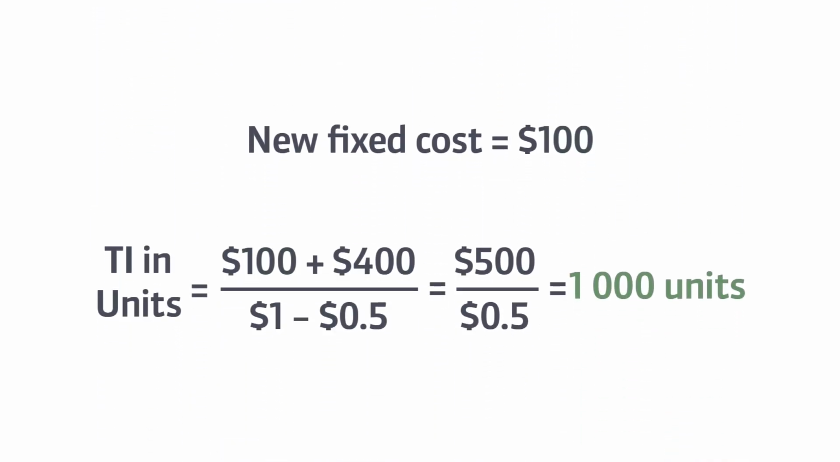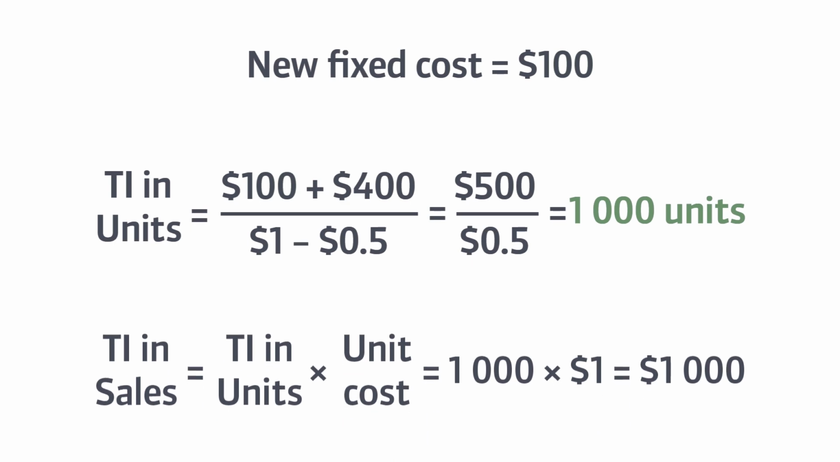Let's check what happens when we only reduce the fixed cost. Suppose we are able to reduce it by half. Our fixed cost will be $100 now. This time we also achieved a lower target income in units.